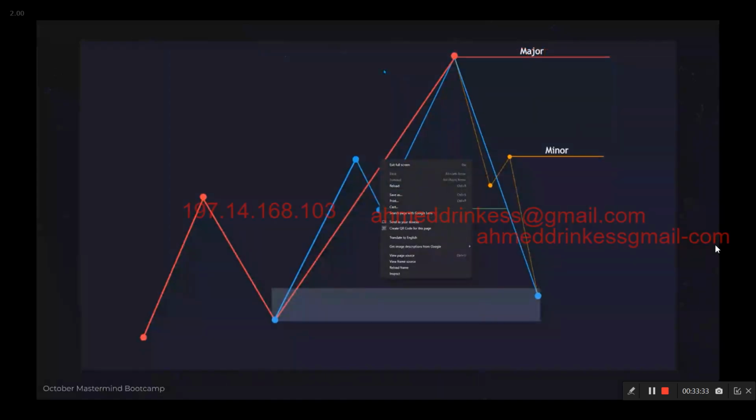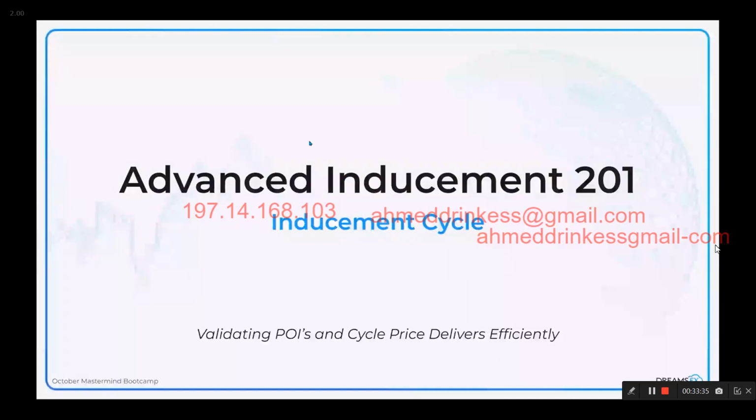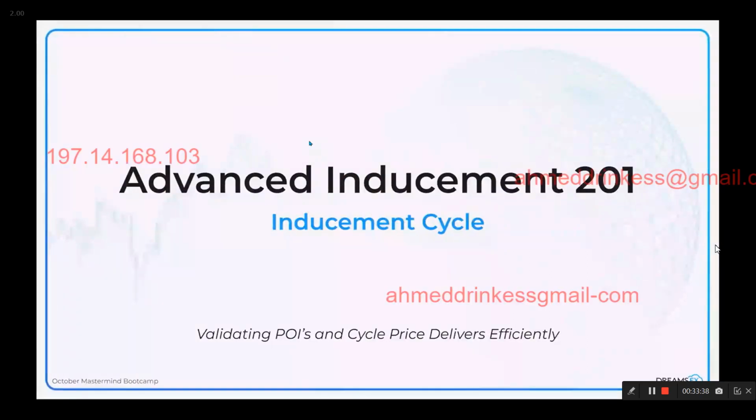All right, let me just do a break slide. Awesome. All right, so now we are going to go into understanding the inducement cycle, validating POIs, and the cycle price delivers based on efficiency.